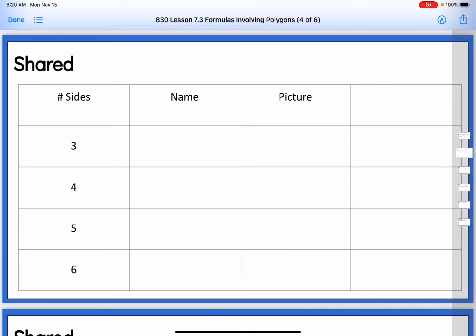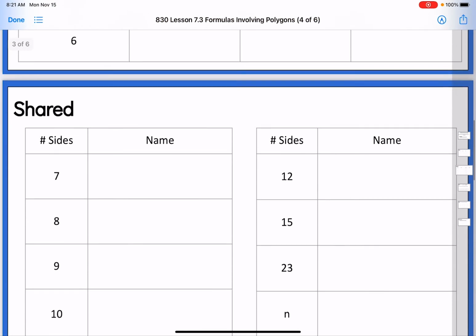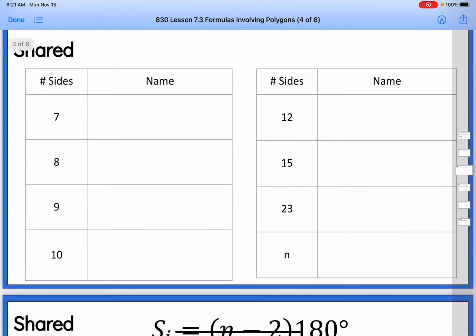We will fill it in at the end, but before we do that, I want to have you go through the number of sides and the name and draw a picture. So you can see, number of sides, starting with 3. Now, if you remember, a polygon is something that has 3 or more straight sides. So that's why we start with number 3 and we can't have a polygon with 1 side or 2 sides. It won't connect, right? So the first number of sides you're going to have in your table is 3. So you'll have 3, 4, 5, 6 as rows. And then down here we're going to go 7, 8, 9, 10. And then notice I have 12, 15, 23, and N.